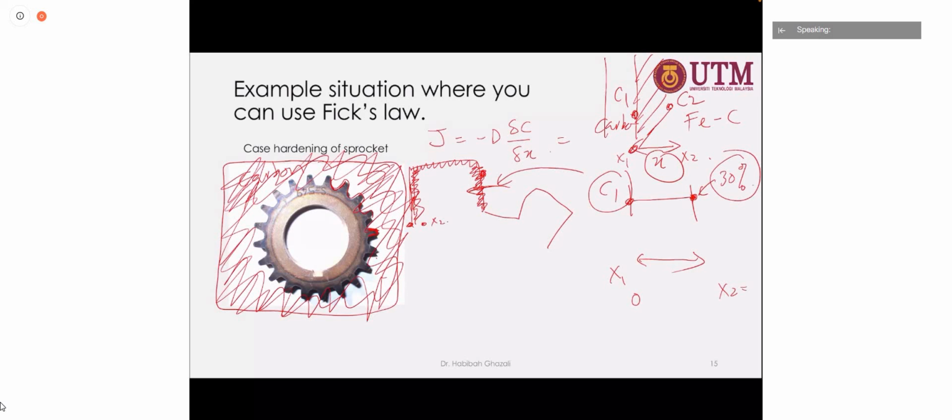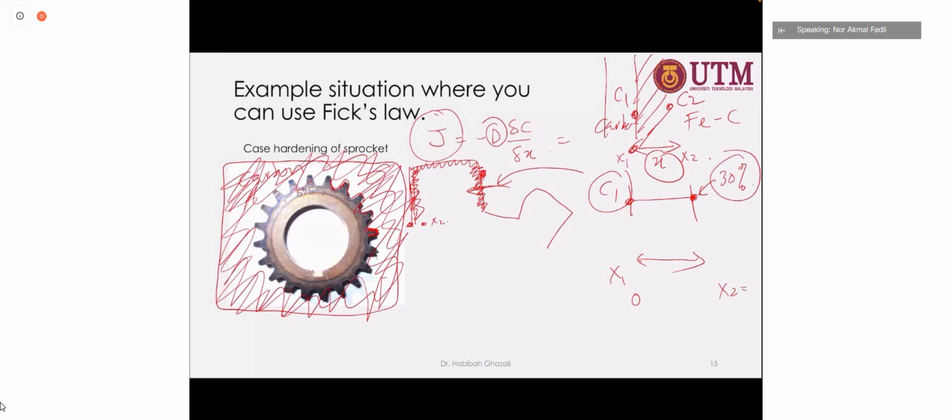From this application, basically they use it to compare which diffusion flux is higher and which diffusion flux is lower. You can make a comparison in terms of process improvement, or maybe if you change the materials for the gear, you can determine the J value and compare the J value.